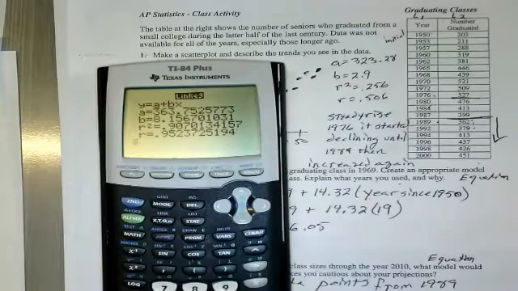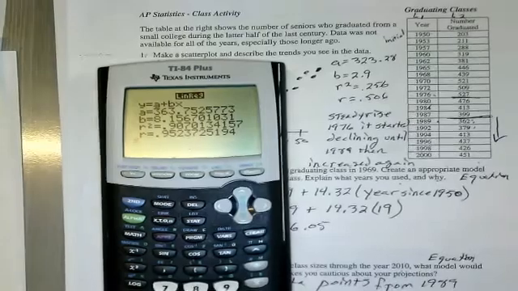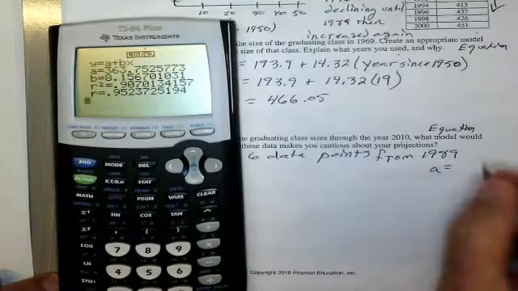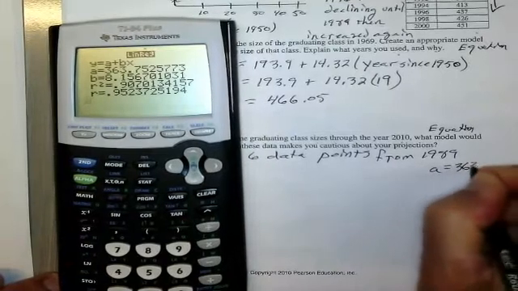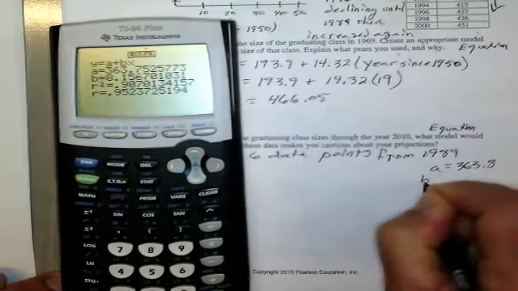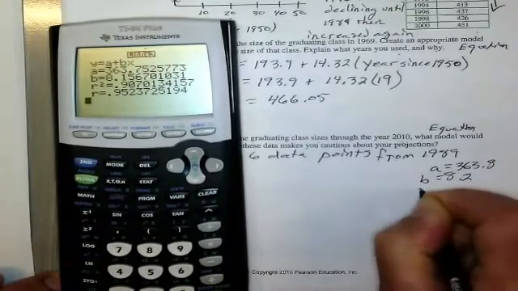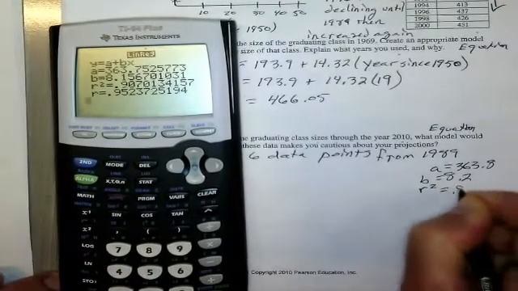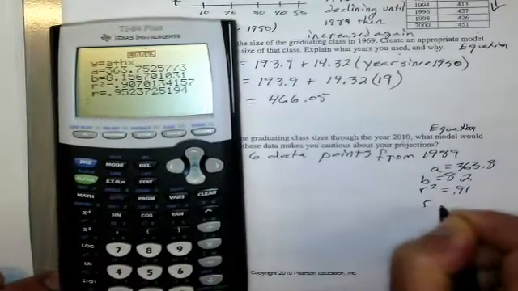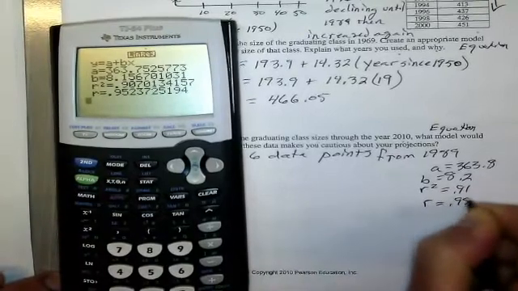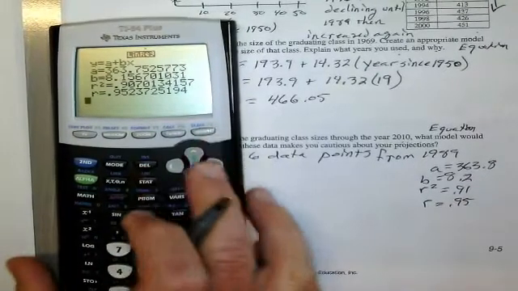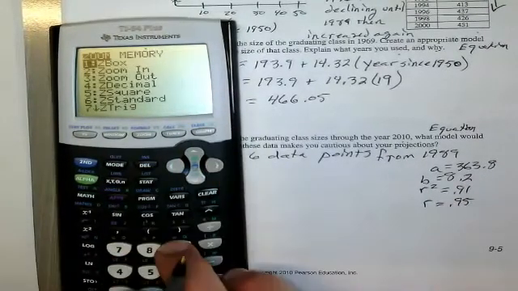A is 363. Oops, y'all can't see. Slide that up, Pruitt. Slide that down, Pruitt. A equals 363.8. My B is 8.2. My R squared is 91. That's still pretty good. R is 95. These are both strong correlations now. And then we zoom 9.